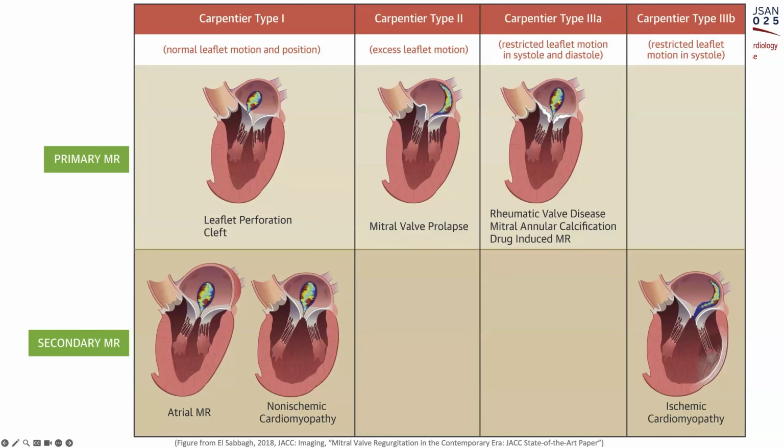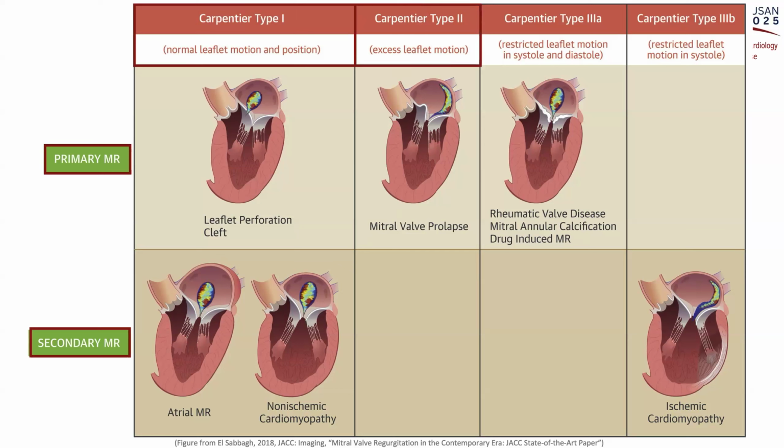Mitral regurgitation is classified by whether it is primary or secondary. Primary meaning abnormal leaflet or cord, secondary meaning normal leaflet and cord. On the other axis, mitral regurgitation is also classified by whether it is Carpentier type 1, which is normal leaflet motion, Carpentier type 2, which is excess leaflet motion, or type 3, which is restrictive leaflet motion. It is also classified into acute MR and chronic MR. Let's go through each of these systematically.